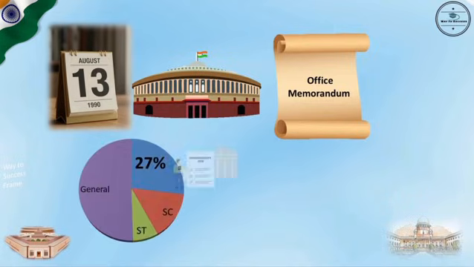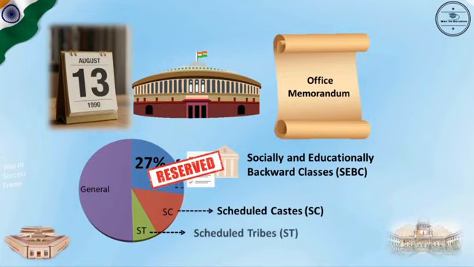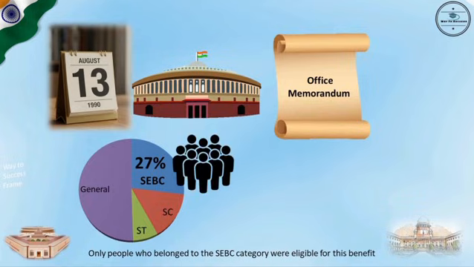According to this order, 27% of government jobs were reserved for a new group called Socially and Educationally Backward Classes, SEBC. This reservation was in addition to the existing quotas for Scheduled Castes or SC and Scheduled Tribes or ST. Only people who belonged to the SEBC category were eligible for this benefit.